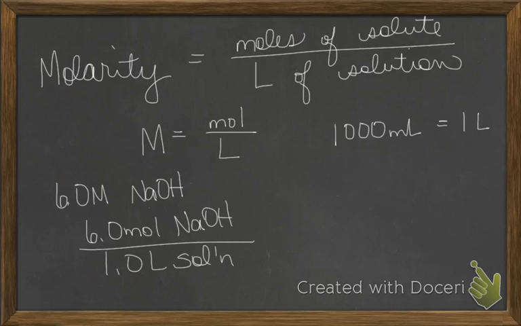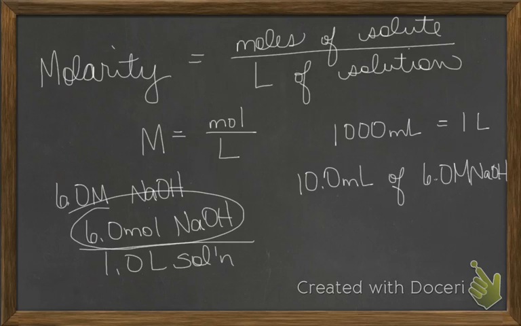Now, does that mean we always have to have a liter of solution? No. We could have 10 milliliters of 6.0 molar sodium hydroxide. But if we have 10 milliliters of 6 molar sodium hydroxide, we do not have 6 moles of sodium hydroxide, because we would have to have a whole liter of it to have 6 moles. If we have only 10 milliliters, how much sodium hydroxide do we actually have?